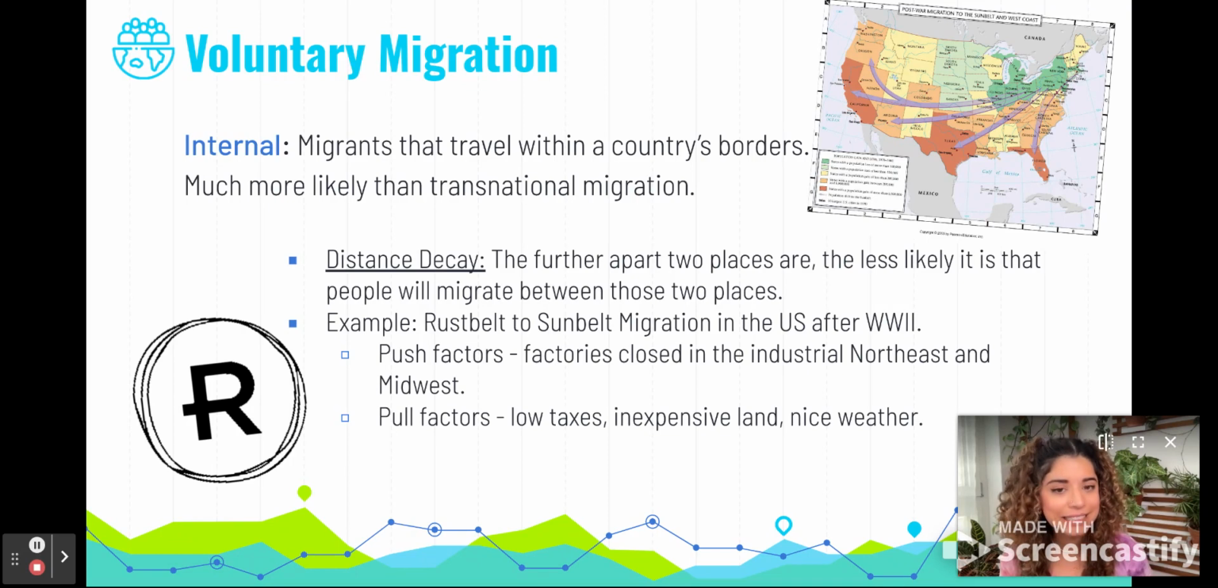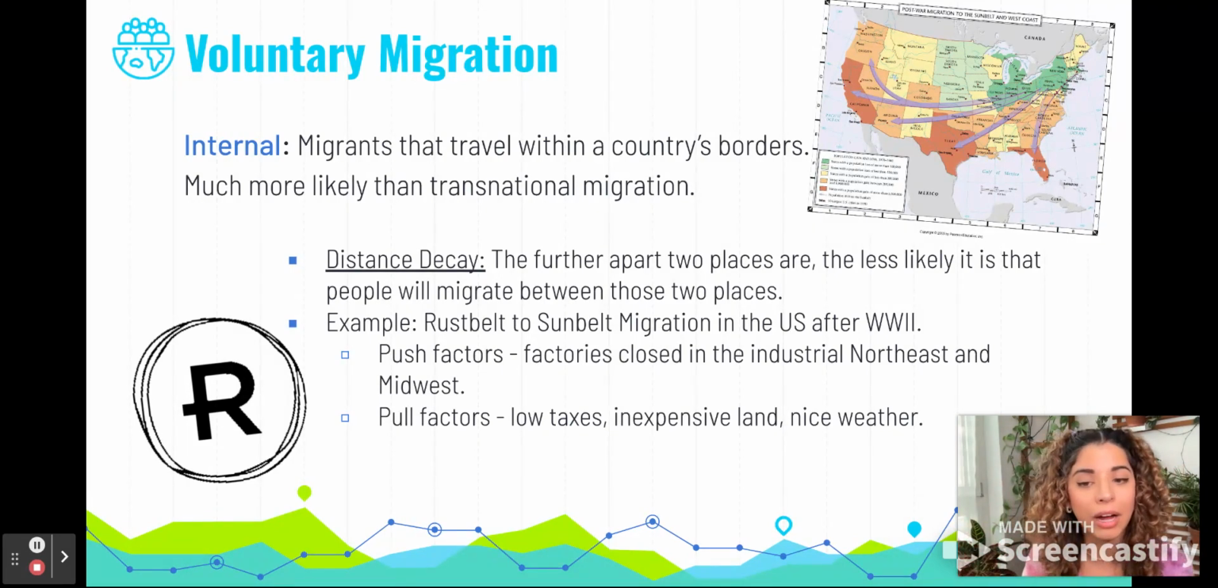So distance decay, if we think about that term: the further apart two places are, the less likely people will migrate between those places. The example, and we can see the image here, is the Rust Belt to Sun Belt migration in the US after World War II. This area was considered the Rust Belt. And then in the South, that was considered the Sun Belt because it's sunnier. We saw a huge migration flow out to that area.